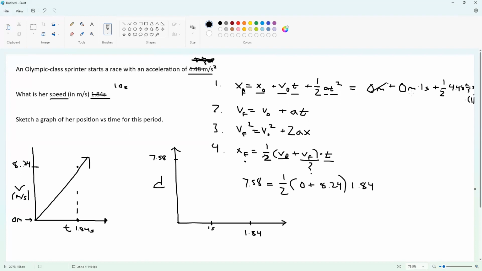So get rid of this. I didn't square the 4.48. I think the square messed up. No, you don't need to square 4.48. You are squaring the time, not the acceleration. Oh, okay. Basically, this boils down to the acceleration times time squared.